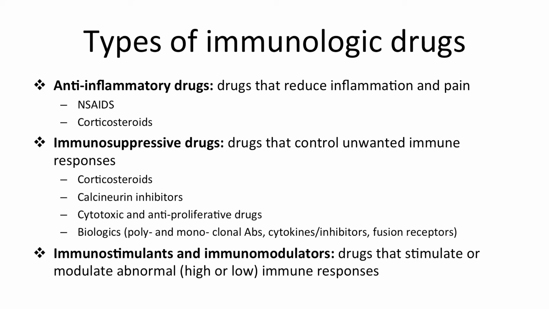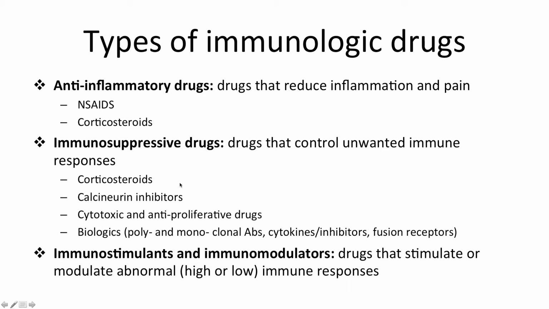The types of immunologic drugs are summarized in this slide. You can basically characterize all the immunologic drugs into 3 groups. The first group is anti-inflammatory drugs, drugs that can reduce inflammation and pain. These include NSAIDs and corticosteroids. The second group is immunosuppressive drugs, drugs that control unwanted immune responses.